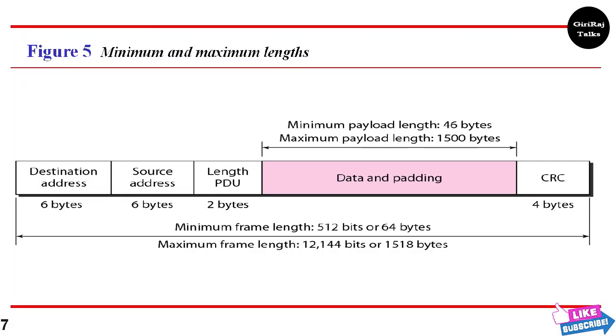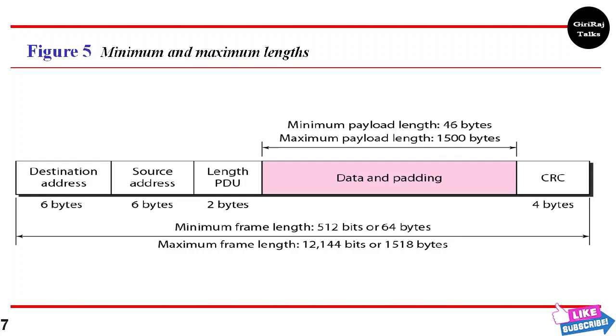How it will come means 64 bits minus 18 bits, then you will get 46 bytes. If the upper layer packet is less than 46 bytes, padding is added to make up the difference. The standard defines the maximum length of a frame without preamble and SFD field as 1518 bytes. If we subtract the 18 bytes of header and trailer, the maximum length of the payload is 1500 bytes.